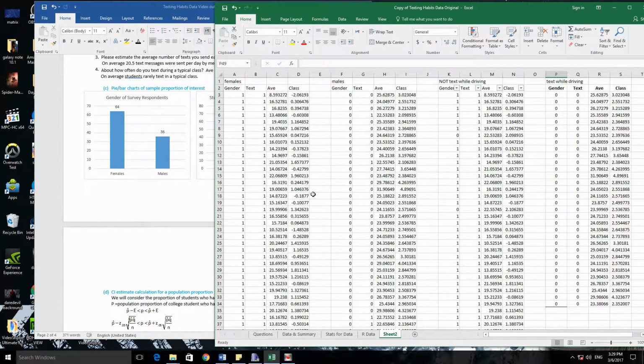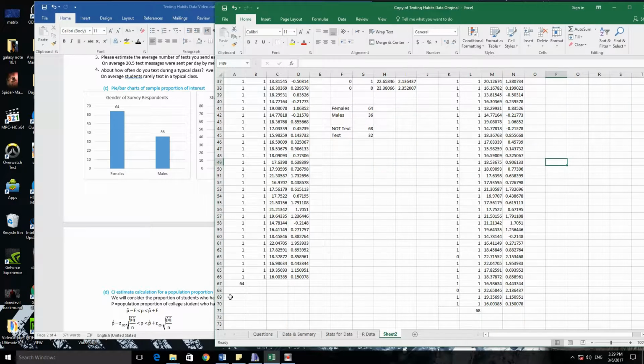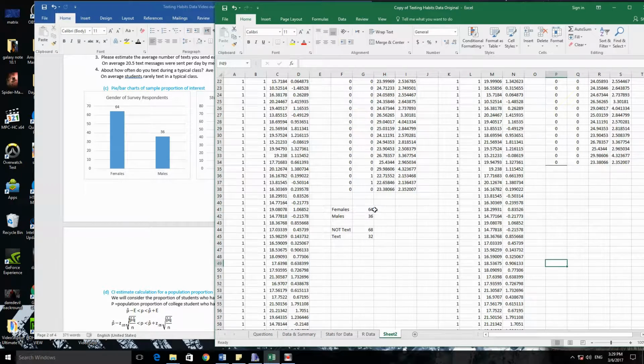Where we left the data set was we had it subsetted according to the two categorical variables, males and females in my case, and not text while driving and text while driving. We already did counts for these. For the females, I had 64. Since I had 100 pieces of data, I knew the males was 36.